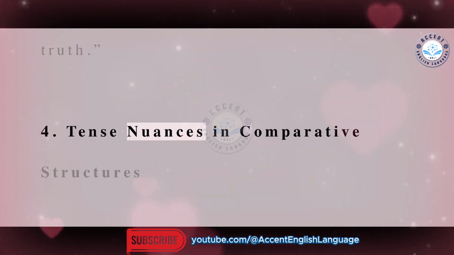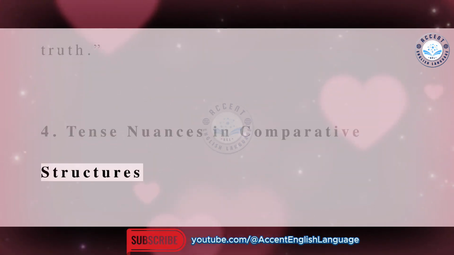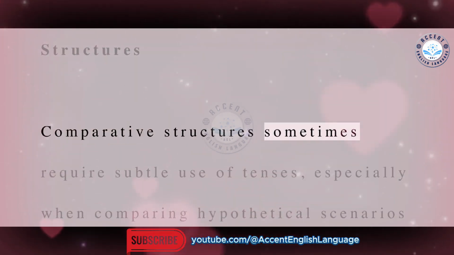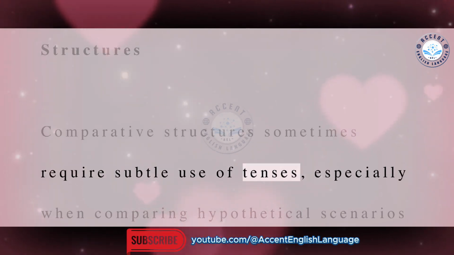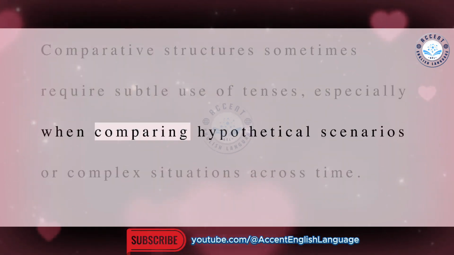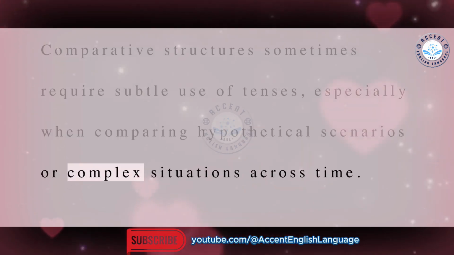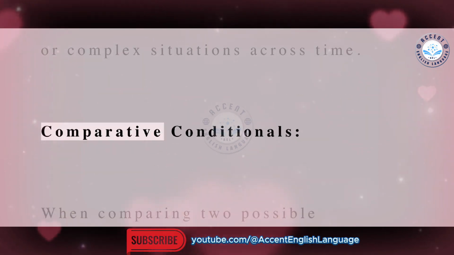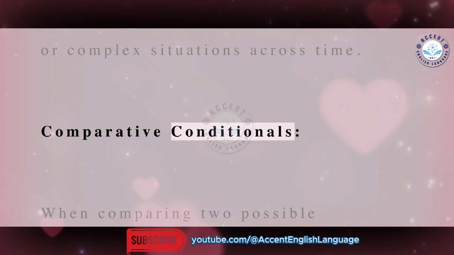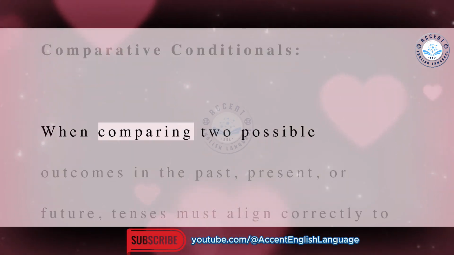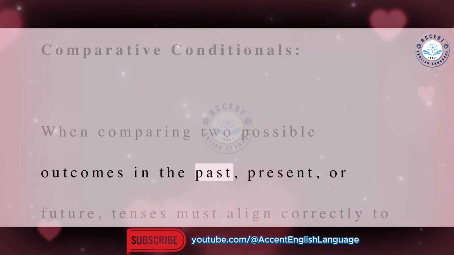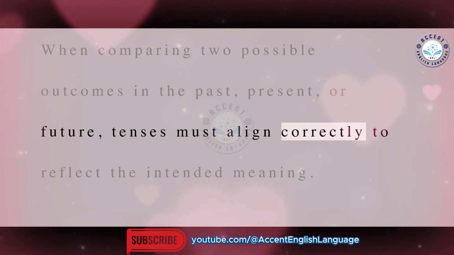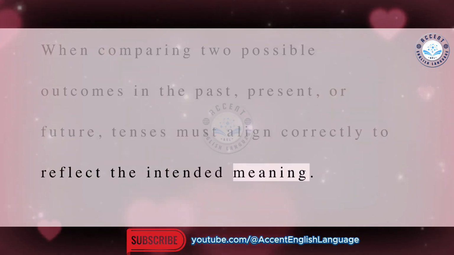4. Tense nuances in comparative structures. Comparative structures sometimes require subtle use of tenses, especially when comparing hypothetical scenarios or complex situations across time. Comparative conditionals. When comparing to possible outcomes in the past, present, or future, tenses must align correctly to reflect the intended meaning.